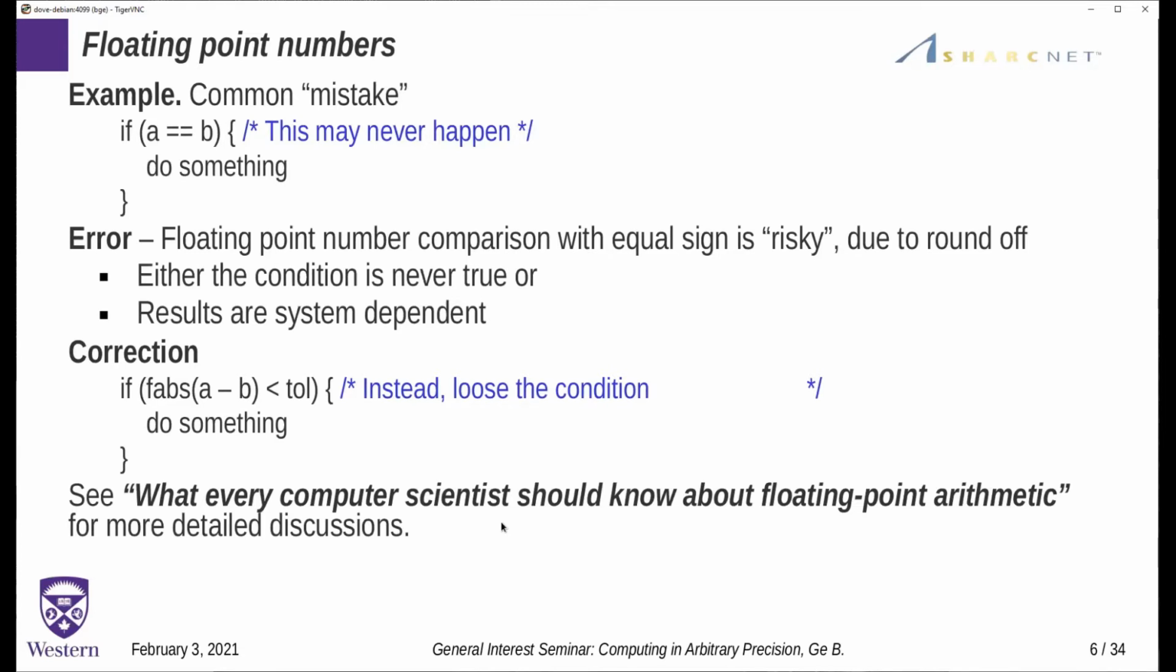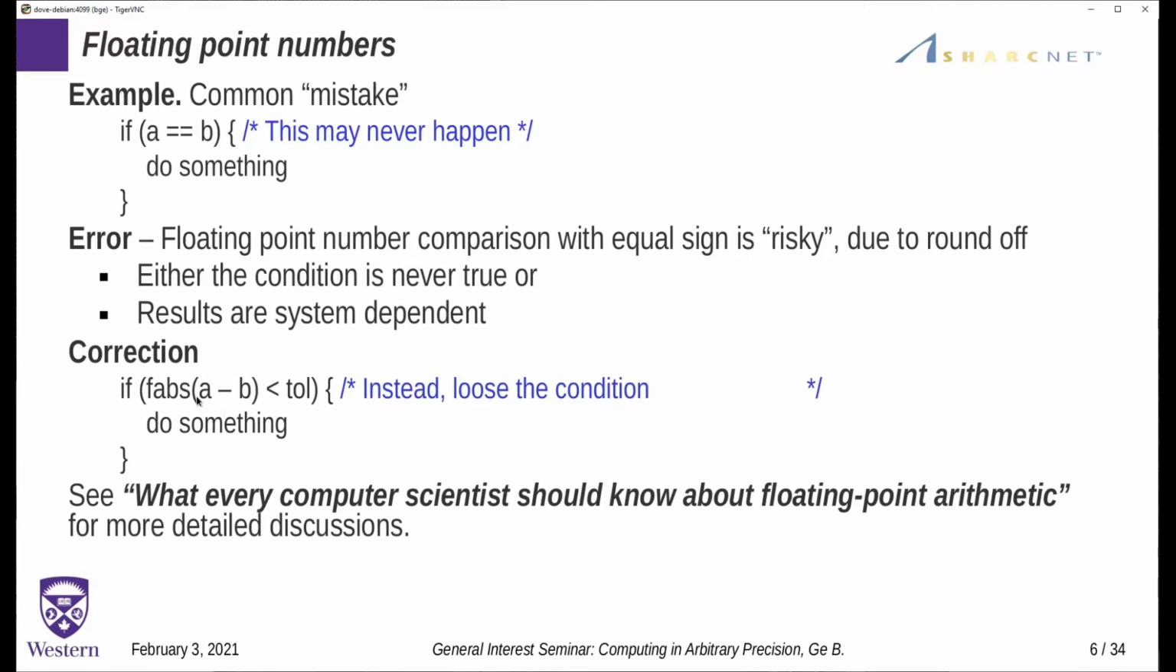There's another example: common mistakes. When some people do floating point comparison, the fact is this may never happen. So you have two variables A and B. If you want to test whether A is equal to B, this might never happen, because of how the floating point representation is stored internally. So either the condition is never true, or the results, when you do something inside this if branch, are system dependent, which will make your program unreliable.